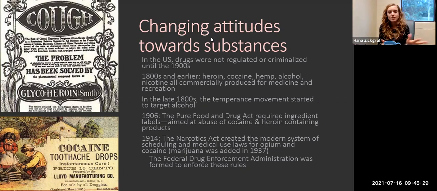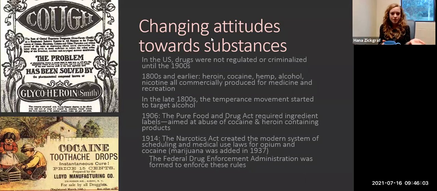So in 1906, at the beginning of the 1900s, Congress in the United States passed the Pure Food and Drug Act, which among other things was basically intended for consumer protection. It was meant to require people that produced medicines to clearly state on the label what they contain. Obviously this type of consumer protection was really necessary for lots of other reasons, to make sure that medicines actually contained active and safe ingredients. But it was partly aimed at concerns about people abusing over-the-counter medicines that contained cocaine and heroin.